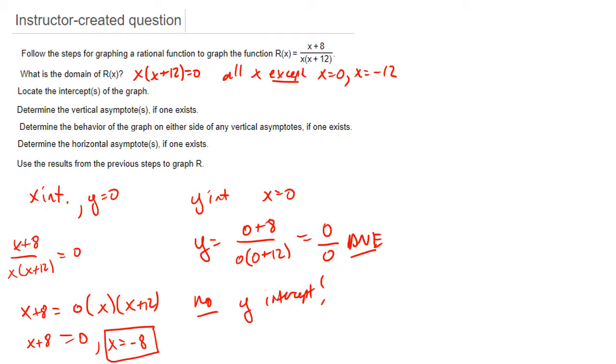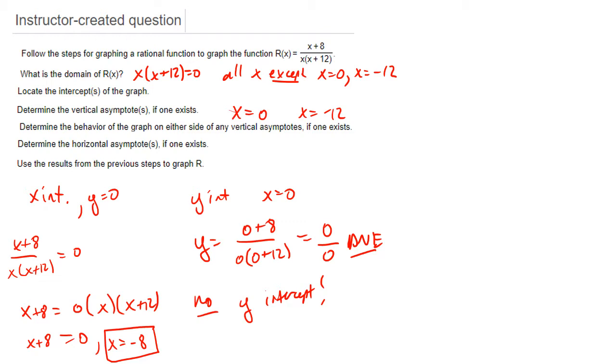Determine vertical asymptotes. Vertical asymptotes, if the rational function is in reduced form, are exactly the x's that make the denominator 0. So this is already in reduced form because there were no shared factors, which means finding the x's which make the denominator 0 has already solved this. So the vertical asymptotes are x equals 0 and x equals minus 12. We did that in the first part. Now we want to determine the behavior of the graph on either side of each of these vertical asymptotes.